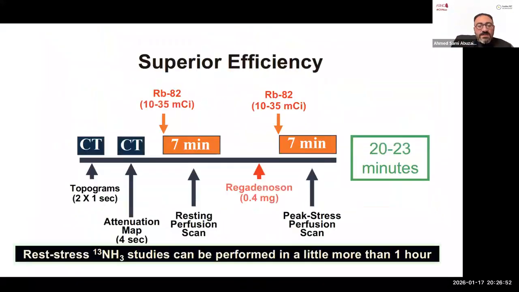Now, superior efficiency, because this is your protocol. 23 minutes maximum, top 30 minutes, everything is done. We get your topogram, we get the attenuation map, you get your tracer injected, rubidium or any tracer you want. 7-minute acquisition, you have a rest. You inject with regadenoson, and then after that, you acquire your stress test, with the same tracer, sometimes the dose can be higher depending on your weight, and then you acquire your peak stress, and then you have your perfusion maps and you compare the stress and rest, and we are done.